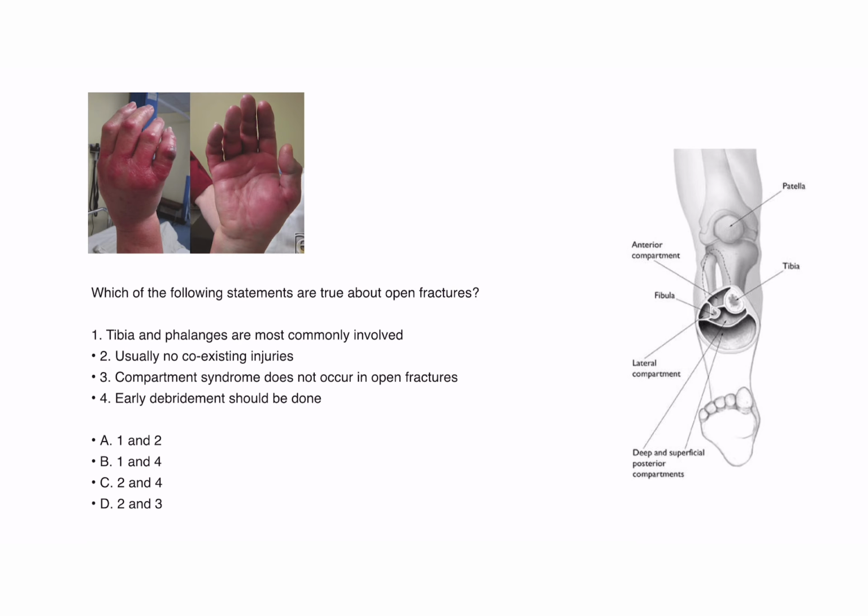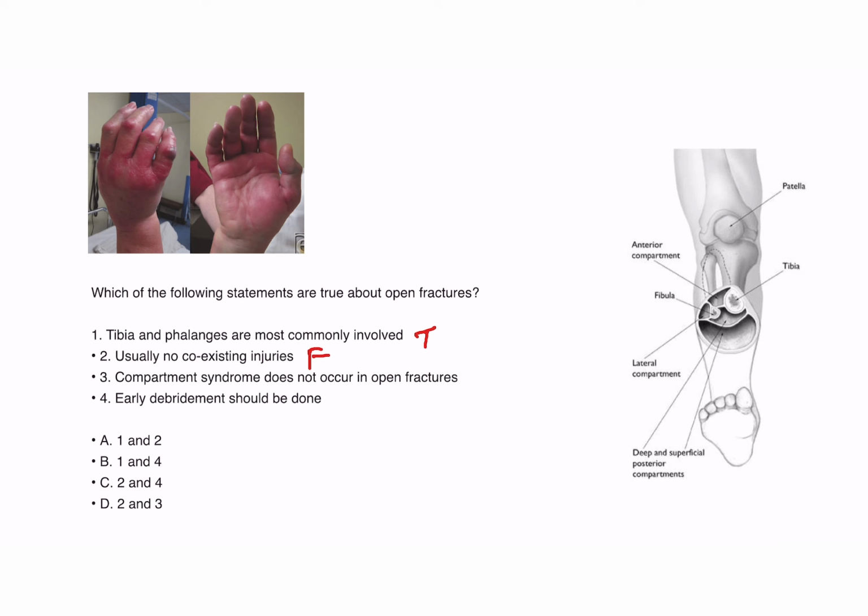So this question asks about open fracture. Which of the following statements are true about open fracture? Tibia and phalanges are most commonly involved. True. Open fractures are very common among the hand and the leg. Usually no coexisting injuries. Come on, it's usually a high energy injury and there tend to be some coexisting injuries. So that is a false statement.